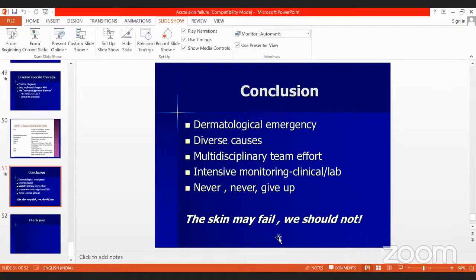So what is inside can go out: fluids can be lost, electrolytes can be lost, temperature can be lost, proteins can be lost, and iron can be lost. What's outside can come in: infections can come in. So if you keep that in mind, you'll remember these patients.